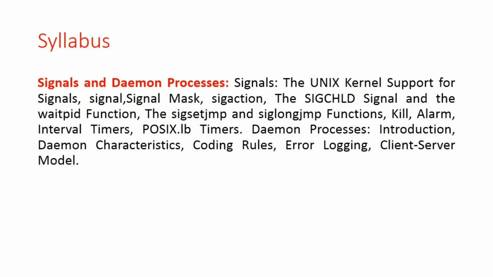Okay, so here in this Module 5 you are going to learn the concept of signals and daemon processes. This is the content of Module 5. First you are going to learn what is a signal and the different signal APIs, signal mask, sigaction API, and sigsetjmp and siglongjmp functions, kill and alarm API, and we are going to implement the kill and alarm API. After that we are going to learn about what is a daemon process, daemon characteristics, and different coding rules for daemons.